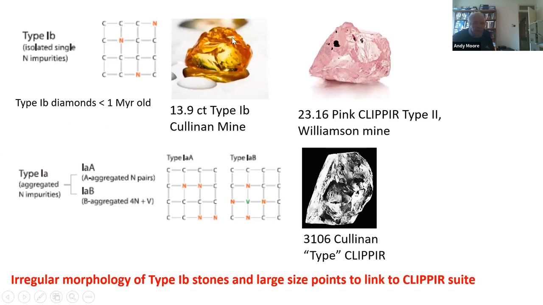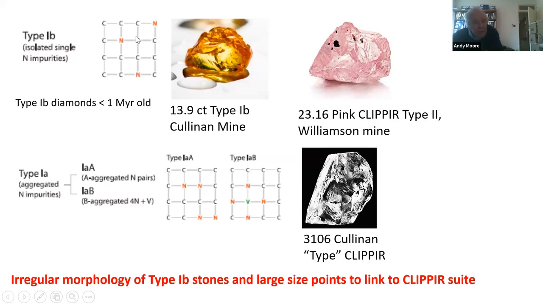And the diamond on the left is a nitrogen-bearing diamond. That's obvious from the yellow color, but this intense yellow-orange color is typical of a small subgroup of type 1 diamonds called type 1b diamonds, and these are characterized by the presence of single nitrogen atoms. So the nitrogen impurities are scattered through the carbon lattice. This is a fairly big stone. It would be nearly 14 carats, 14 millimeters across.